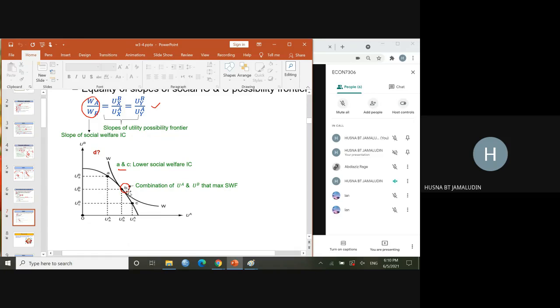My question here is just to test your understanding. Why are point A and point C not efficient? They are on the PPF or the PPC. Why are they not efficient? So let's start with Abi Aziz. Can you please tell me why point A and point C are not efficient?